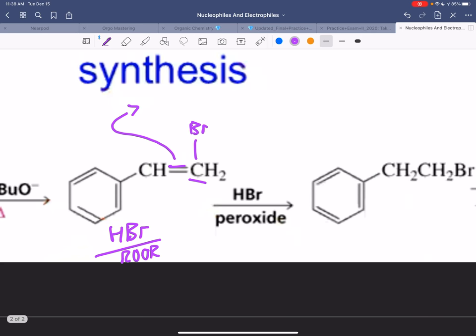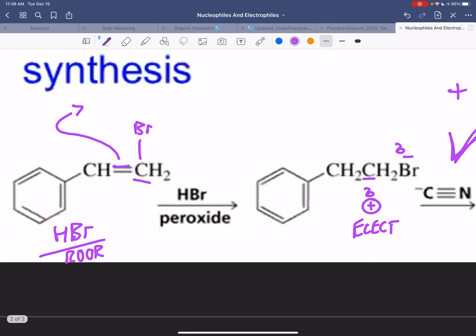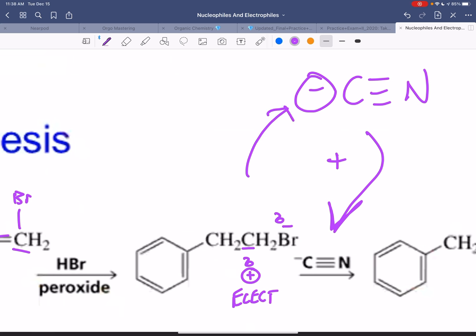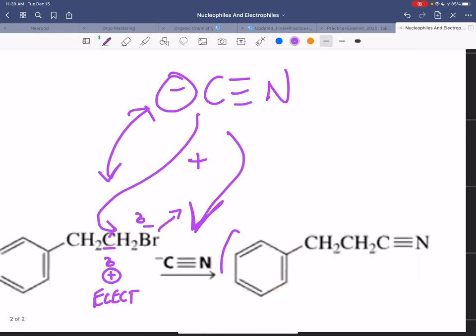And what happens here is that this bromine has a partial negative charge, giving this carbon here a partial positive charge. In other words, making this an electrophile. And you remember that we have a nucleophile here, so that's perfect. This can come, do a backside attack. The bromine is going to leave, and we're going to get this as our final product.